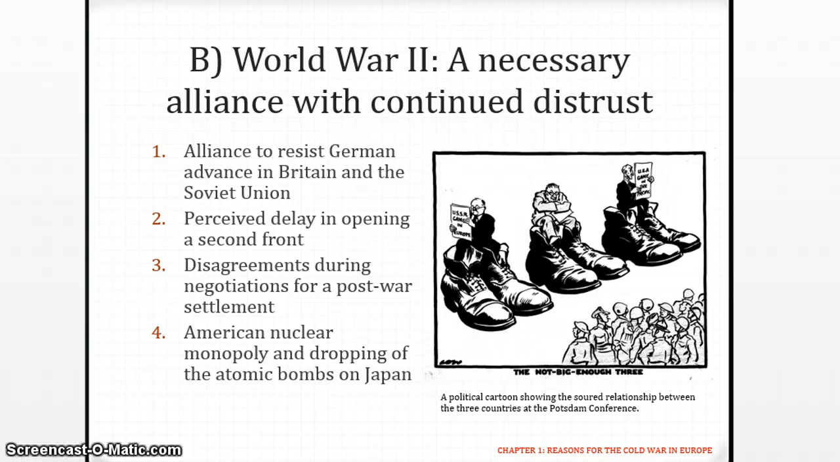For example, in the previous reason, when we were looking at ideological differences that caused the two superpowers, USA and USSR, to inherently clash with one another, there's one particular part in the textbook.